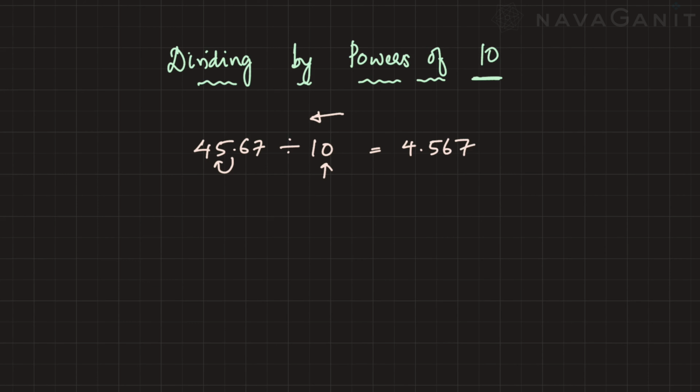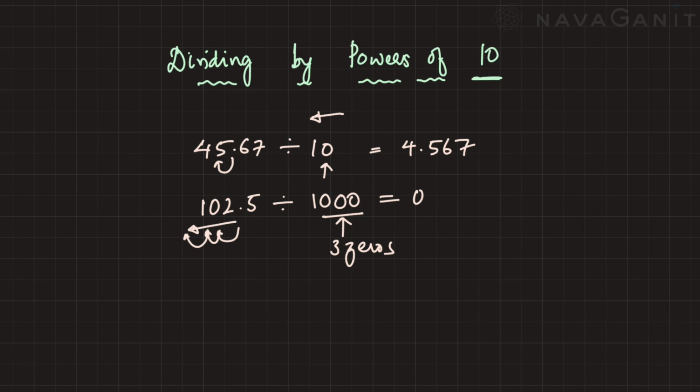So this is 4.567. Similarly, say I have 102.5 and I am dividing it by 1000. In this case the divisor has 3 zeros in it. So I will simply move the decimal point 3 places to the left. So 1, then 2, then 3. So this is 0.1025.